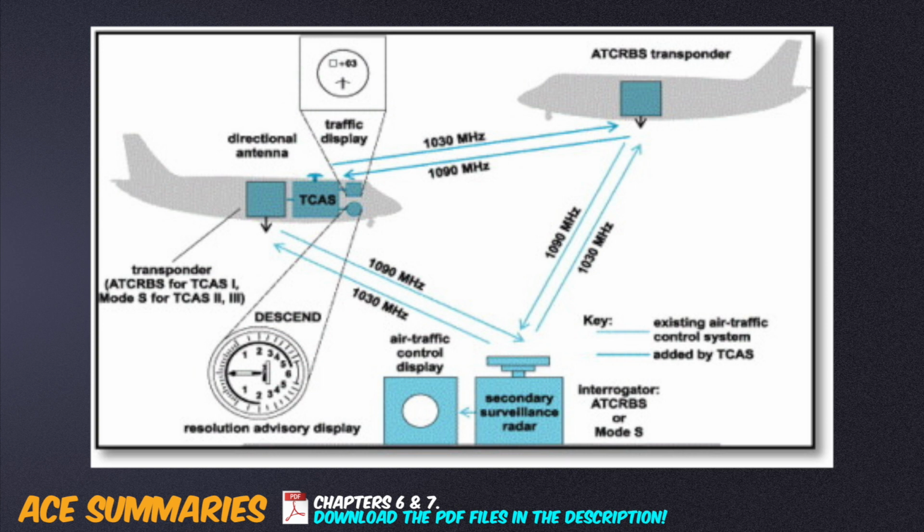TCAS 2 provides avoidance information restricted to vertical separation. TCAS 4 gives 3-dimensional resolution advisories, but is likely outshone by the ADS-B system, which is more capable.